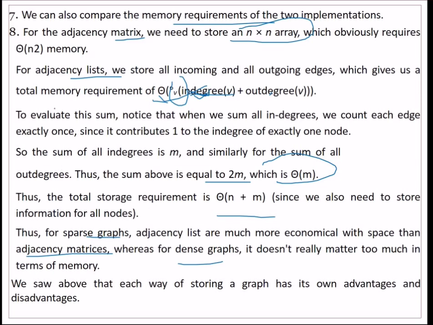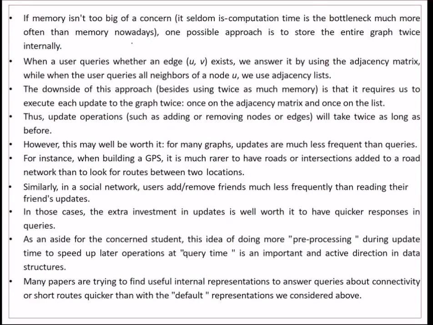And we have seen above that each way of storing a graph has its own advantages and disadvantages. If memory is not a concern, one possible approach is to store the entire graph twice internally. When a user queries whether an edge exists, we answer it by using the adjacency matrix. While when the user asks for all neighbors, or the neighborhood, of node U, we use the list. So we can use a list and a matrix together also.